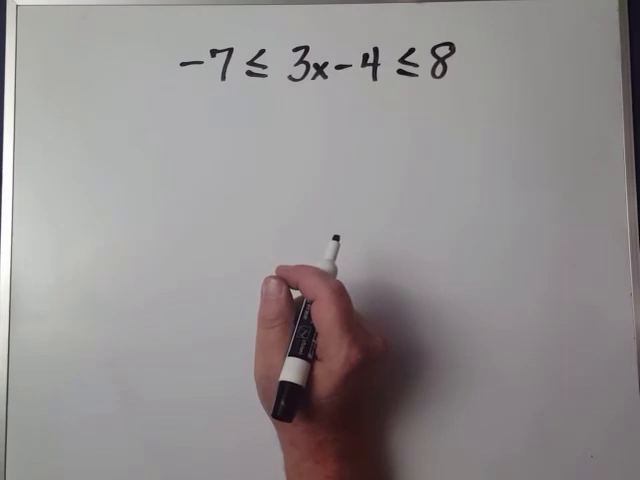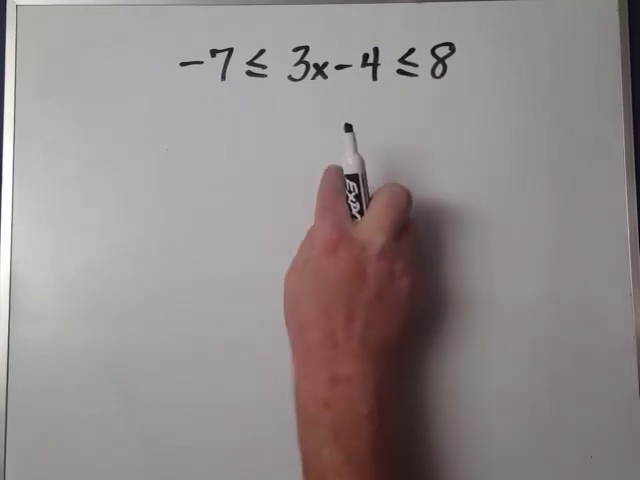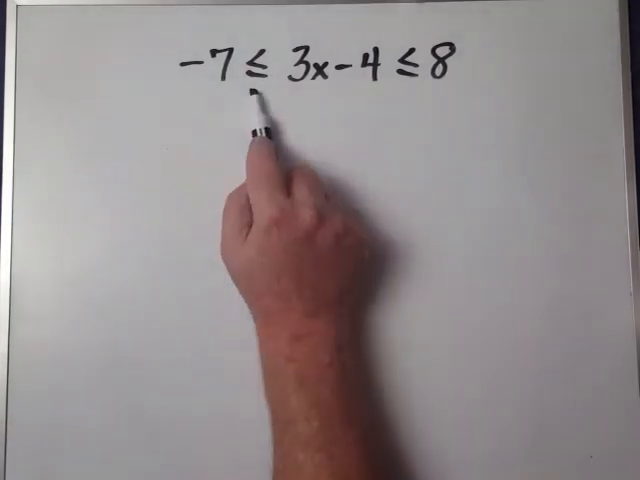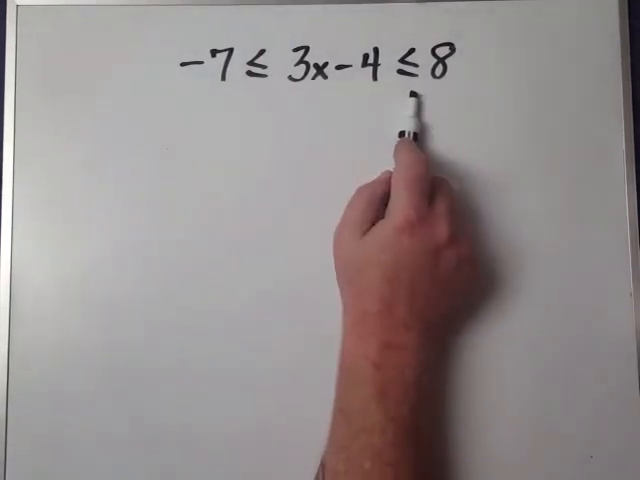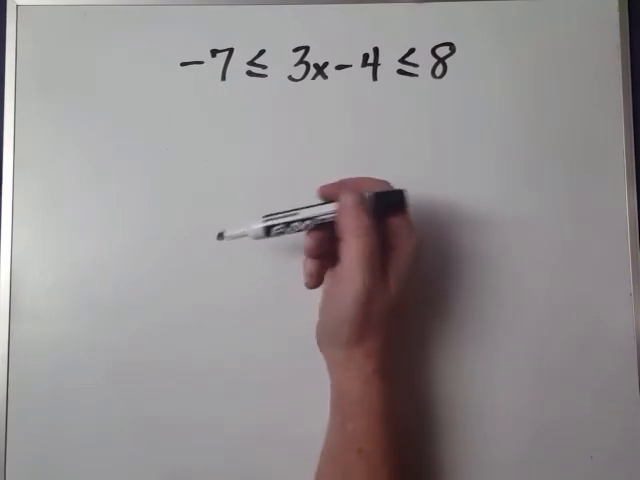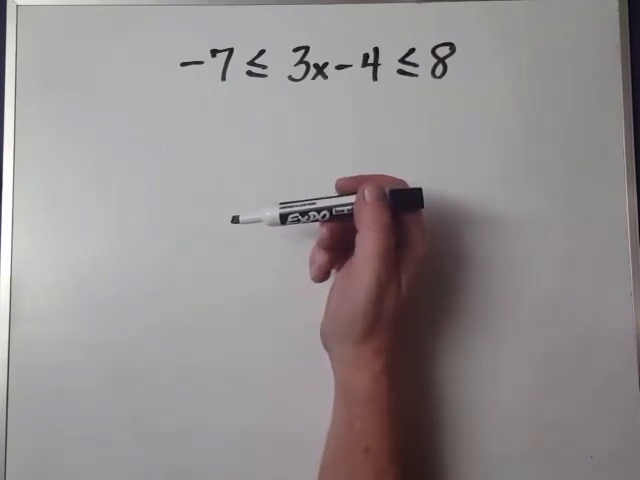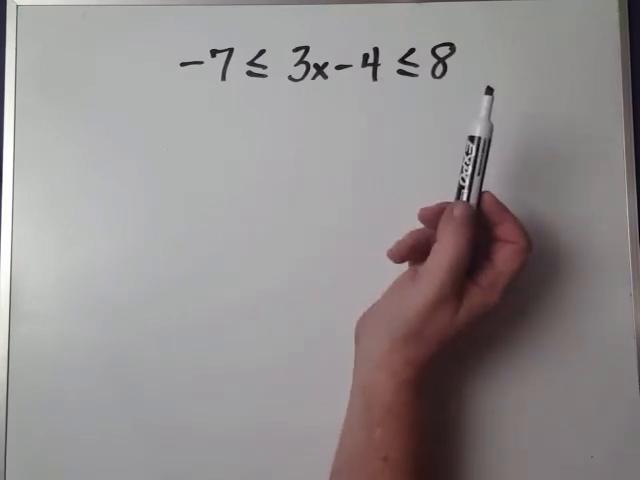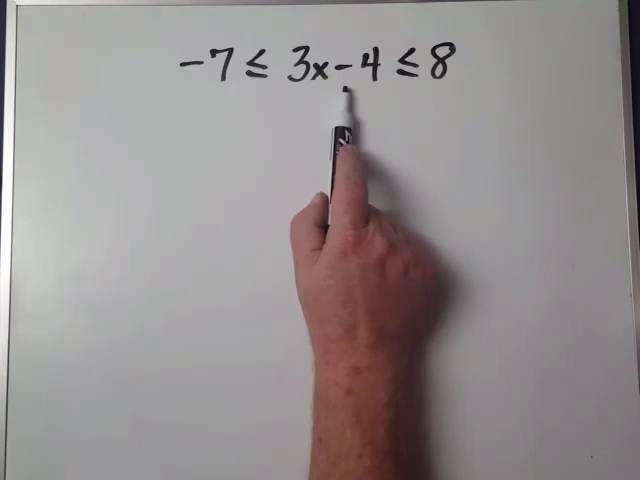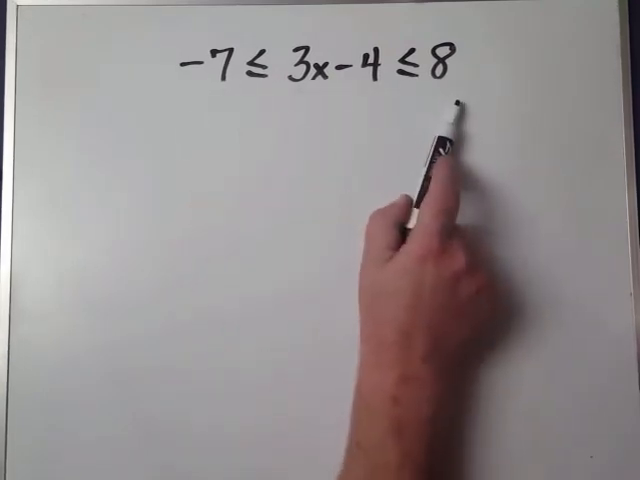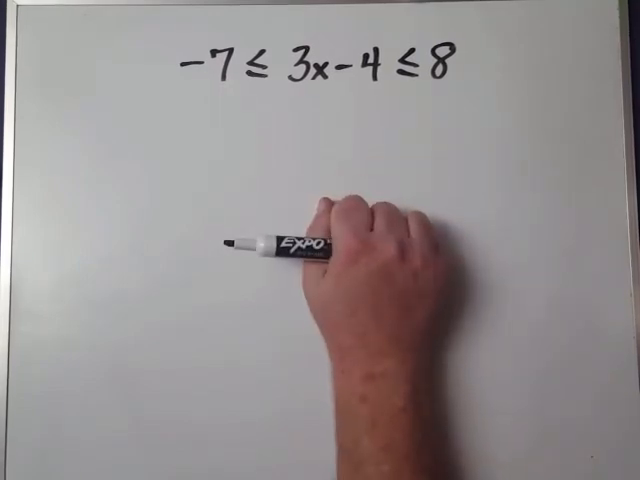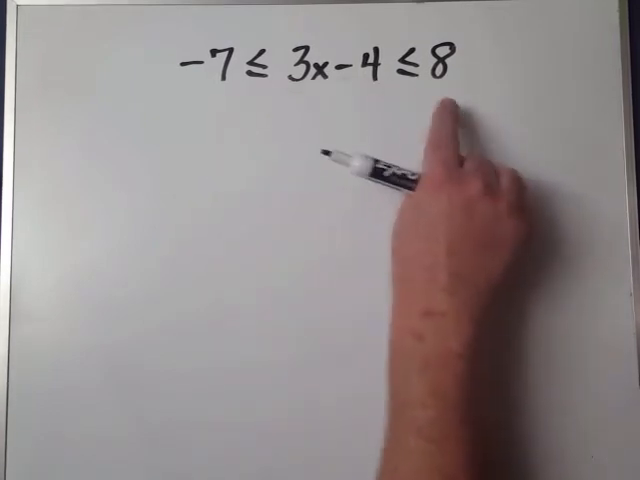Our goal is to get x by itself in the middle, so we can say x is between this and that. This is just two inequalities shoved together. So I can still use the addition and multiplication properties of inequalities. It's just now, instead of saying what I do to one side, I also do to the other, I say what I do to one part, I must do to all three parts. You see, because I'm working two different inequalities at the same time.